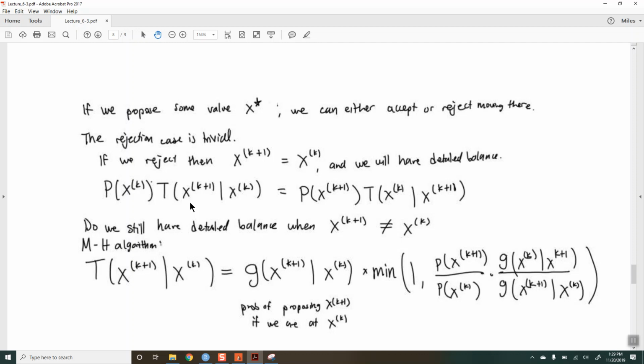So that's trivial, so we're not even going to bother. And so this is where we left off. We said let's look at this transition probability, okay?